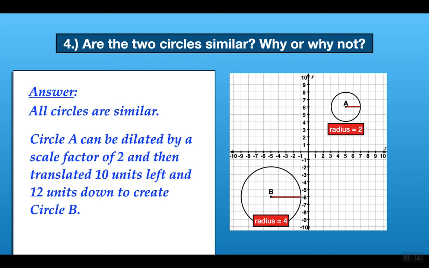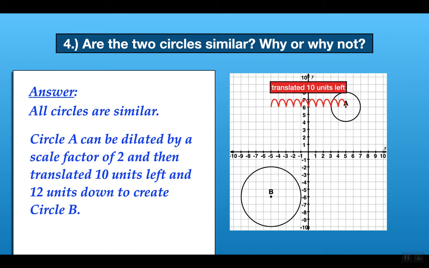And then in terms of moving it, if we look at the coordinates of the center of circle A, and we take that center and move it to the left, we'll see that it's being translated 10 units to the left. And if you count how many units down, it's being translated 12 units down. All right, so it's a dilation by a scale factor of 2, and it's translated 10 units to the left and 12 units down to create circle B. And again, all circles are always similar, no exceptions.